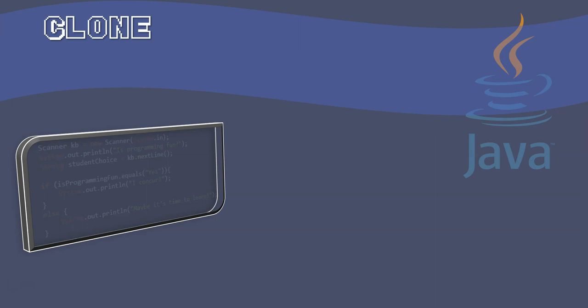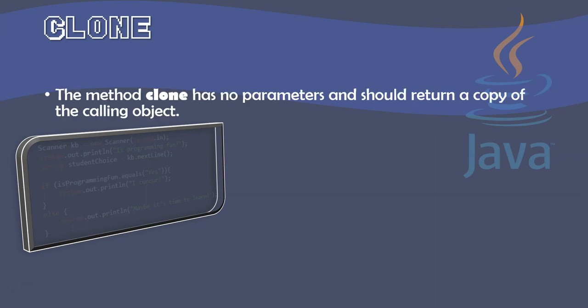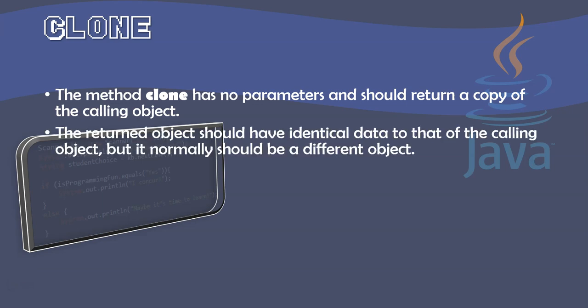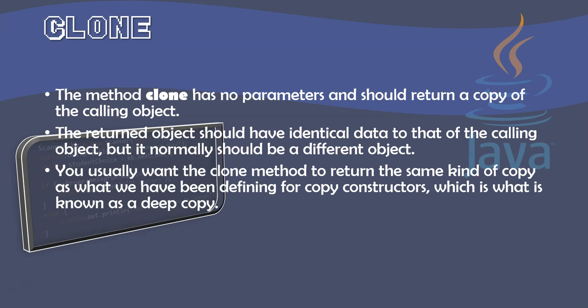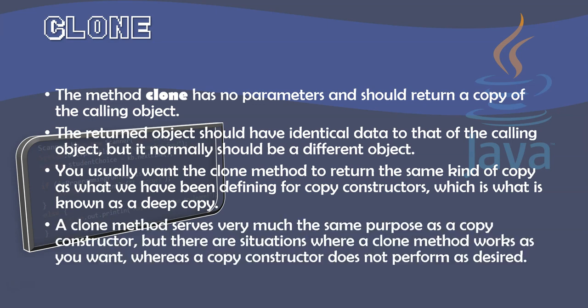So let's look at the clone method here. Like we said, it has no parameters, and it should return a copy of the calling object. The returned object should have identical data to that of the calling object, but it should normally be a different object. You usually want the clone method to return the same kind of copy that we have been defining for copy constructors, which is known as a deep copy. A clone method serves very much the same purpose as a copy constructor, but there are situations where a clone method works as you want, whereas a copy constructor does not perform as intended.